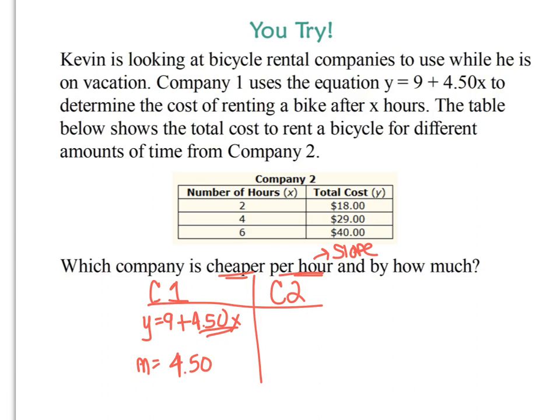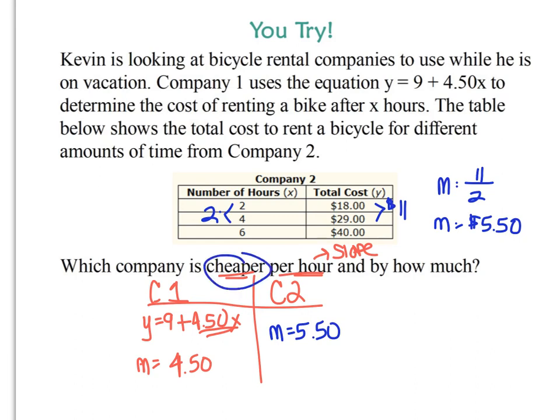So $4.50 is the per hour charge of company 1. For company 2, I had to find it by doing the change in y over the change in x. So 18 to 29 is an increase of $11, and 2 to 4. So it's an $11 increase over 2 hours. So when I divide that out, I get 5.5, or since we're talking about money, $5.50 for their hourly charge for company 2.